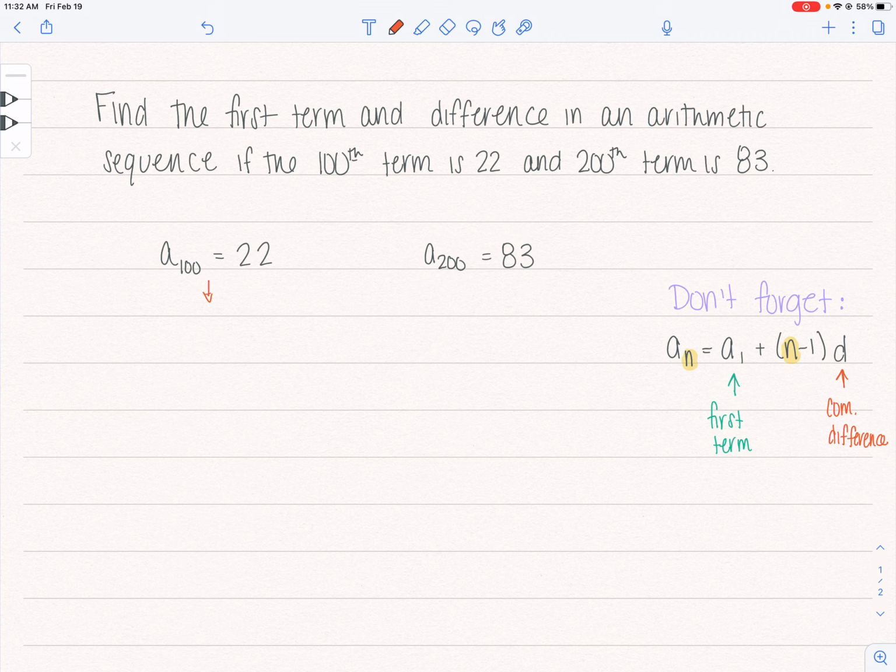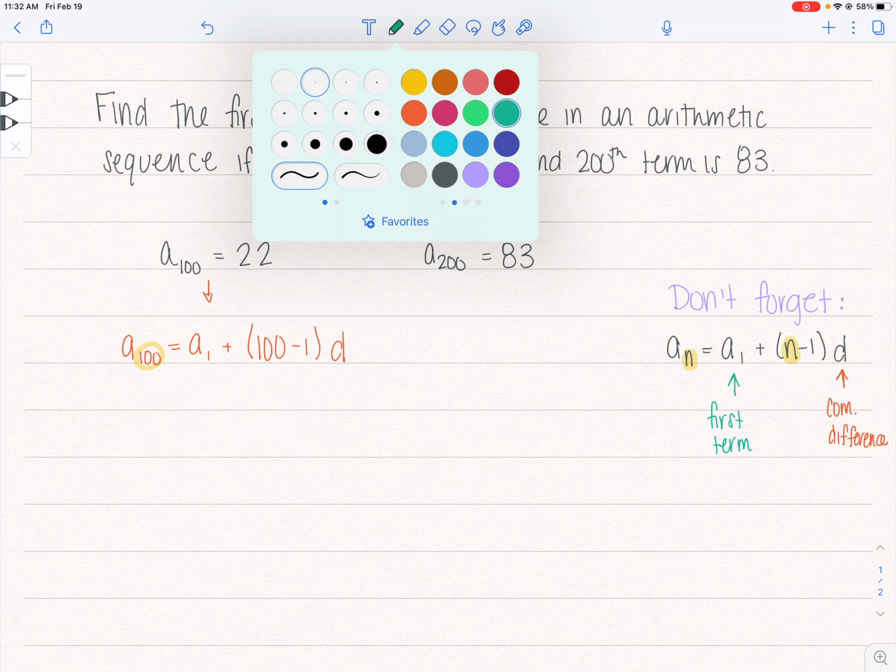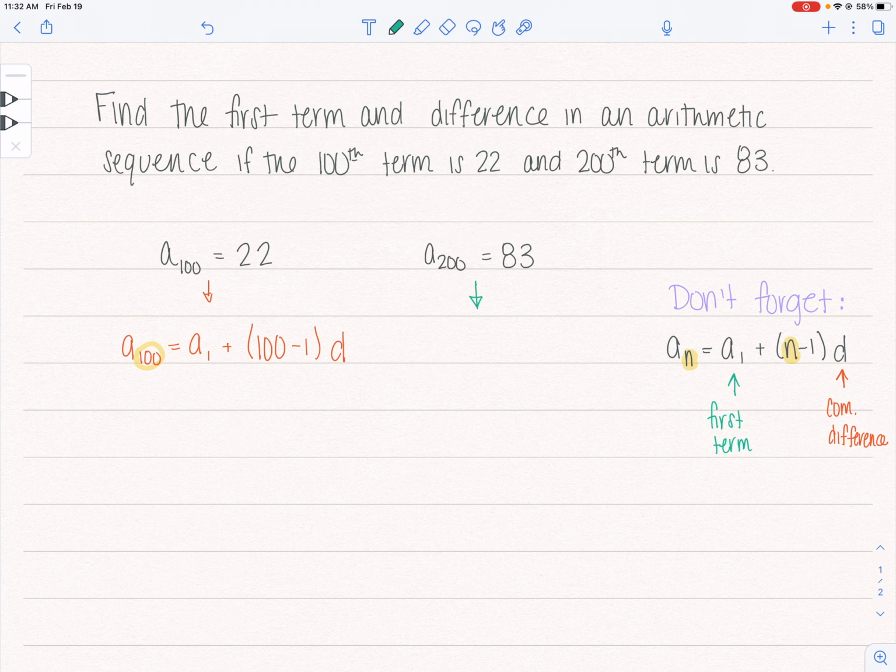A100, or the 100th term, I can write as A100 equals the first term, I don't know what it is, A1, plus N, but N is 100, so I've got 100 minus 1 times D. I also don't know D. Or I can rewrite the 200th term as A200 equals A1 plus 200 minus 1 times D.